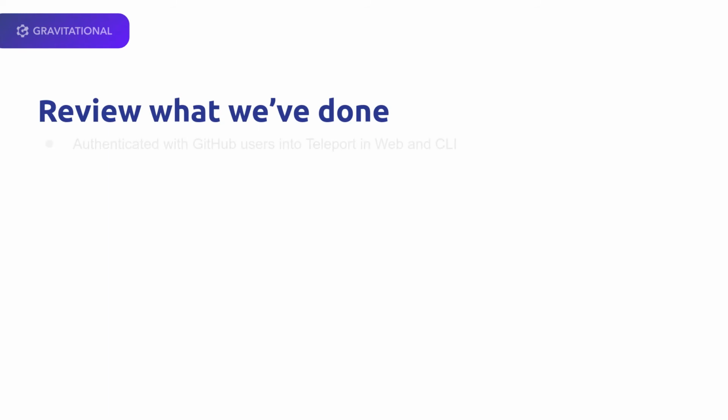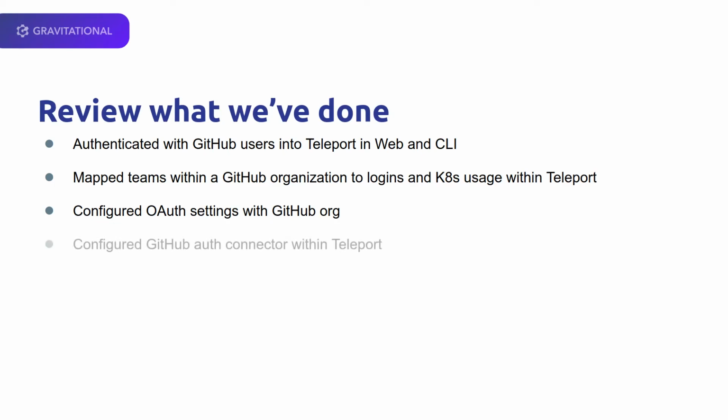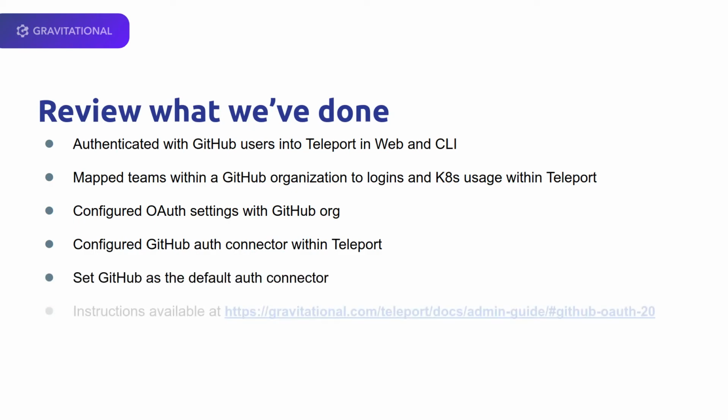So let's review what we've done today. We've authenticated with GitHub users into Teleport in web and command line interfaces. We've mapped teams within a GitHub organization to logins and Kubernetes usage within Teleport. We've configured the OAuth settings within a GitHub organization that allows Teleport to authenticate against that organization. We've configured a GitHub Auth Connector within Teleport that tells it the logins and Kubernetes mappings. We've set GitHub as the default auth connector for all users. And lastly, the steps that I've completed here are available within the Teleport documentation at this URL.